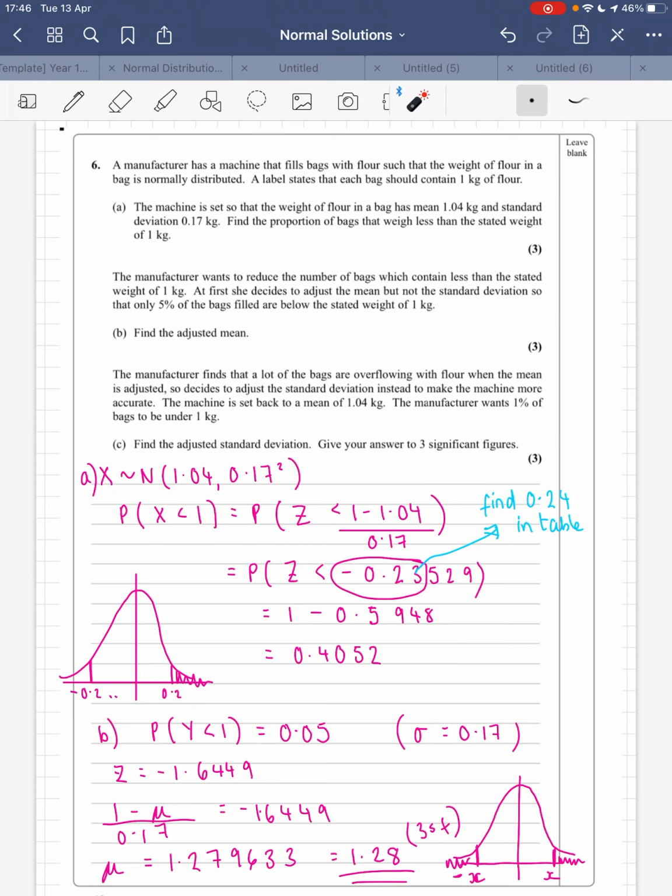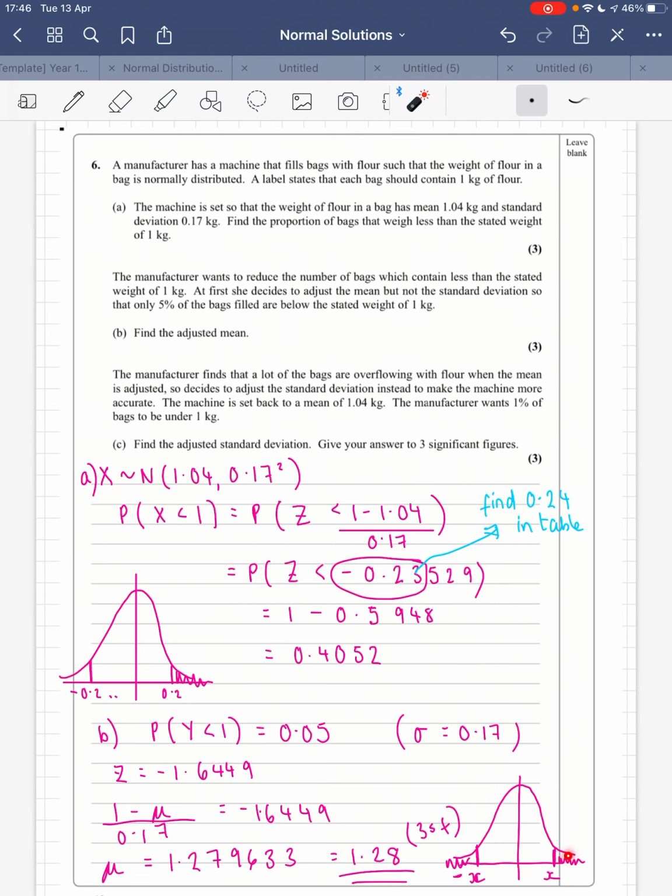So our Z is minus 1.6449. And then we have to undo the code to be able to find the median. So we have 1 minus our mean, which is still mu because we don't know it. So 1 minus mu over the standard deviation, which is still 0.7, is equal to this value of Z that we've just found in the table, kind of going backwards in the table. Rearrange that and work out what mu is, gives us 1.279633, etc., which rounds to 1.28, which is 3 significant figures.